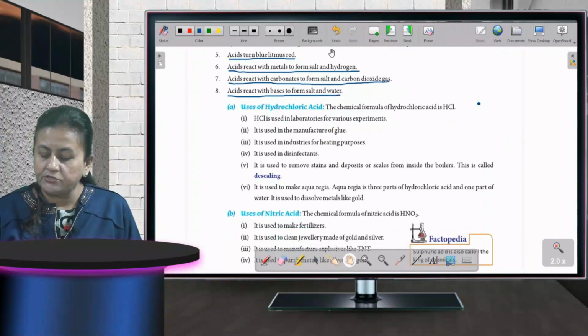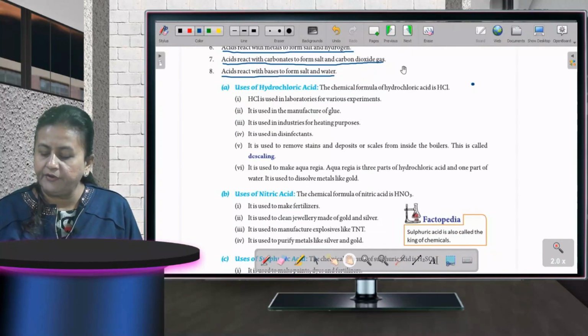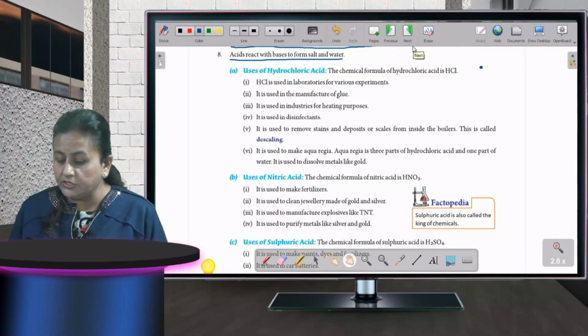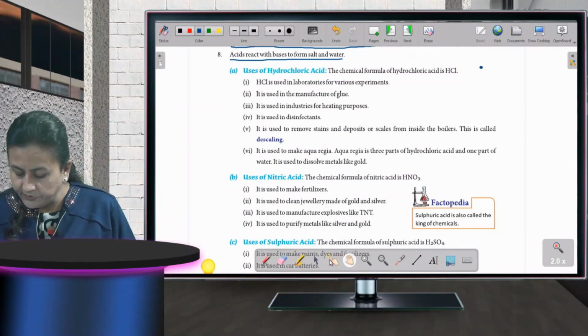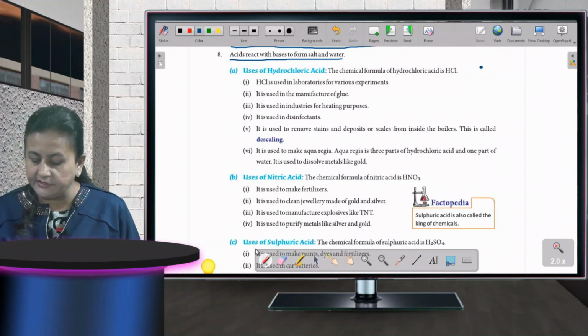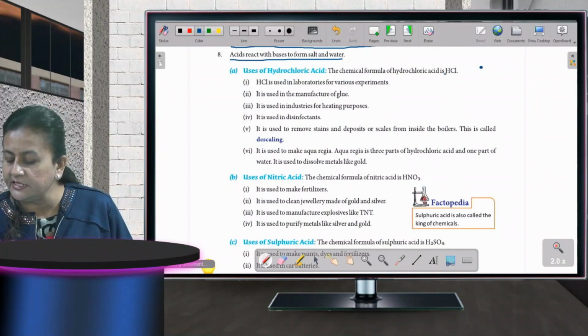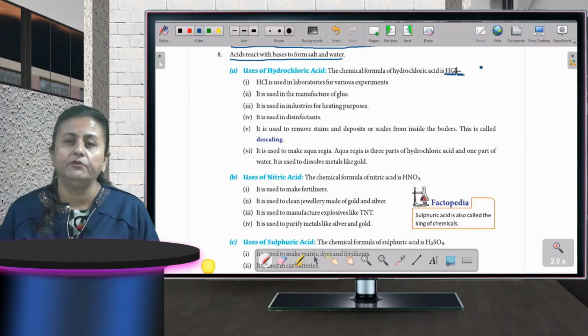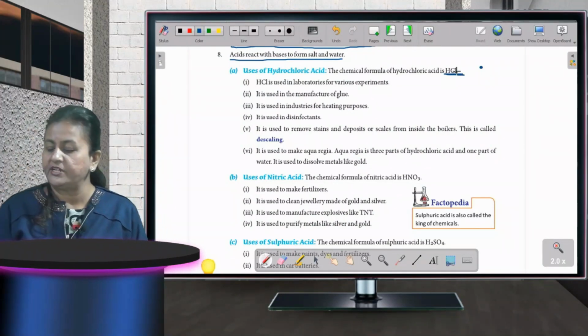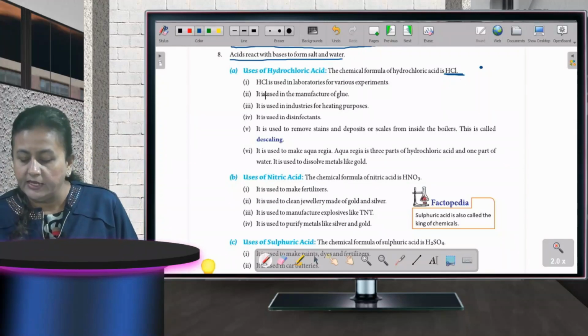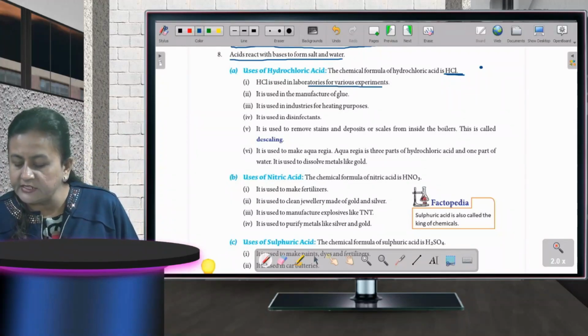You can see on your screens, different acids are there. First is hydrochloric acid. What is the formula for hydrochloric acid? That is HCl. The chemical formula is HCl, which I have even underlined. You can see it is used in labs for various experiments.